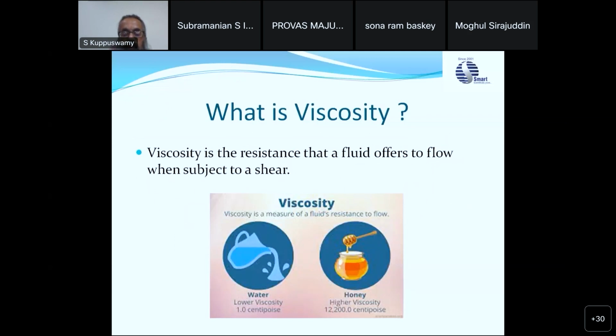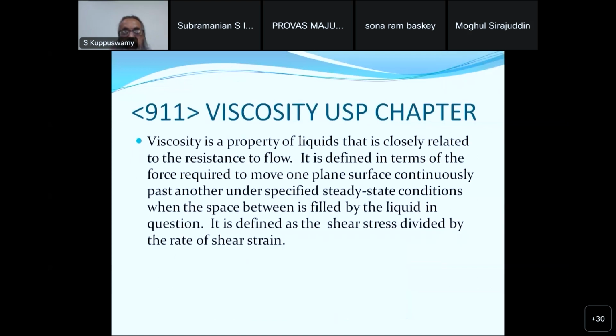And this image shows two liquids. One is water, lower viscosity, 1 centipoise, and another one is honey, which has higher viscosity, more than 12,000 centipoise. Just to give an example.